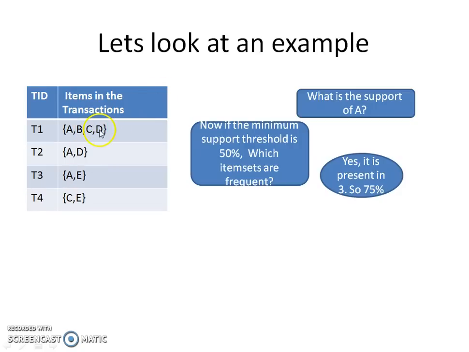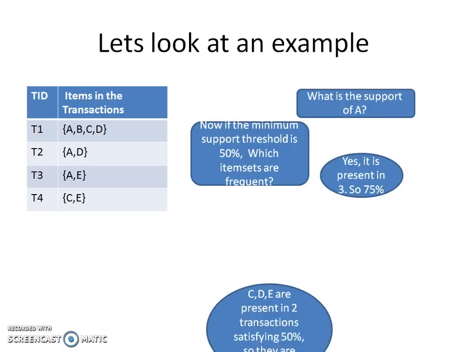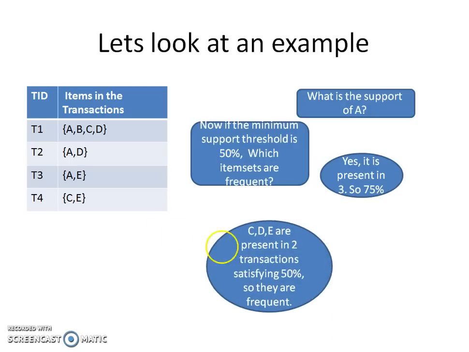And D is occurring in T1 and T2. And E is occurring in T3 and T4. So, from this, A is occurring 75% and C is occurring in 50% of the transactions, D is also occurring in 50% of the transactions, and finally E is also occurring in 50% of the transactions. So, C, D, E are satisfying 50%, so they are frequent. A is also frequent. A is occurring 75% of the time.